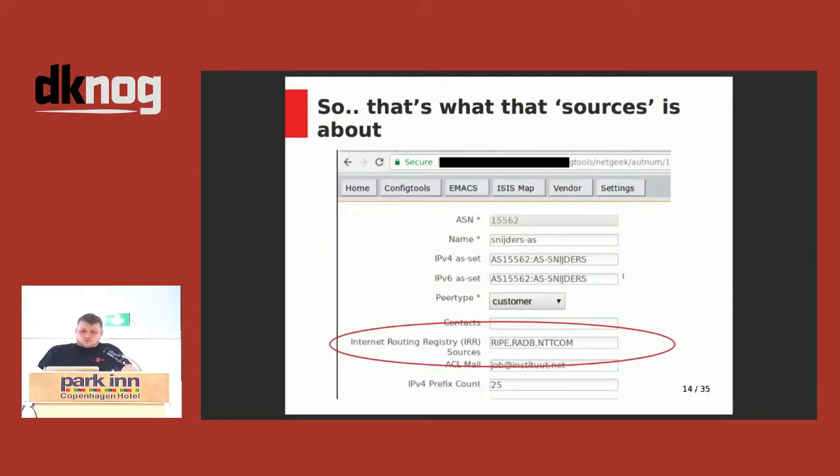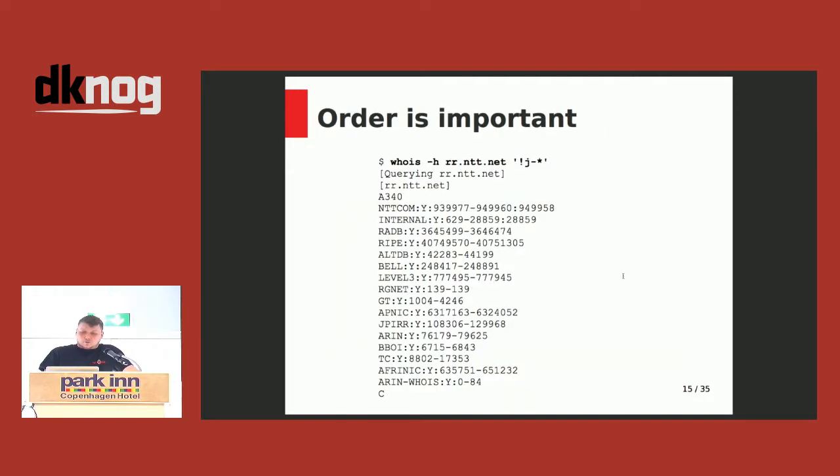So our provisioning software allows us to specify the order in which the sources must be queried. And another way of querying this would be to send our IRRD instance the easy to remember command, !j-*. Very, very intuitive. And that gives you a list of the IRR databases we are mirroring, and it shows the order in which we will expand AS sets.